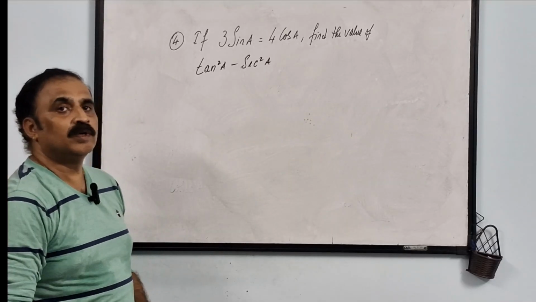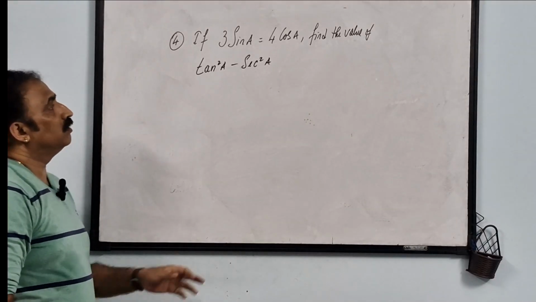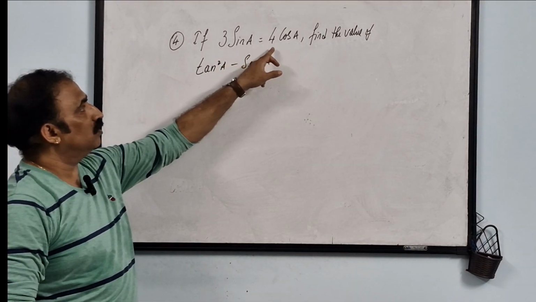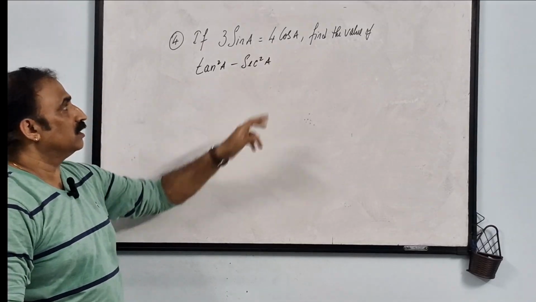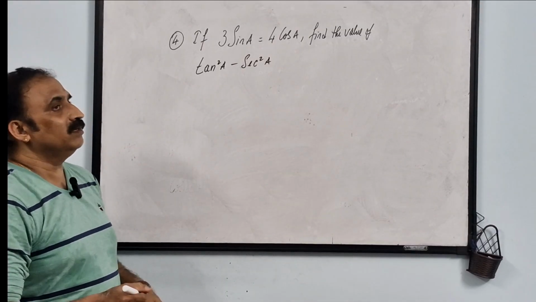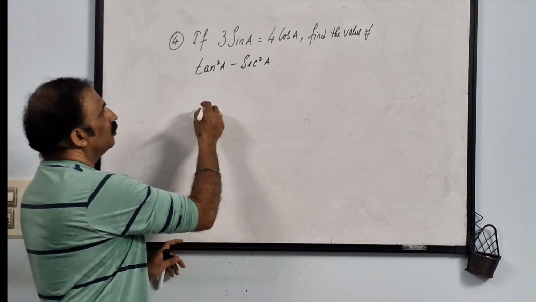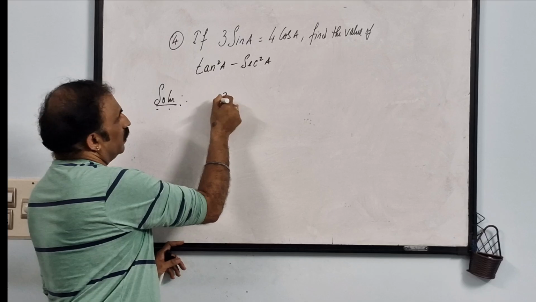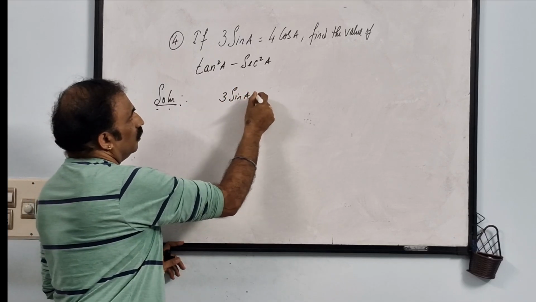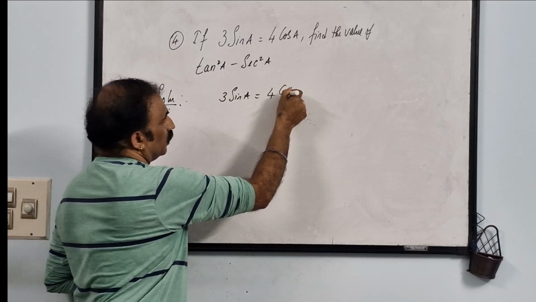Yeah, the next problem, the fourth one. It says if 3 sin A is equal to 4 cos A, you have to find the value of tan square A minus secant square A. Condition is given. Based on the condition, you are going to work it out. The solution is that we'll take up the condition. 3 sin A is equal to 4 cos A.